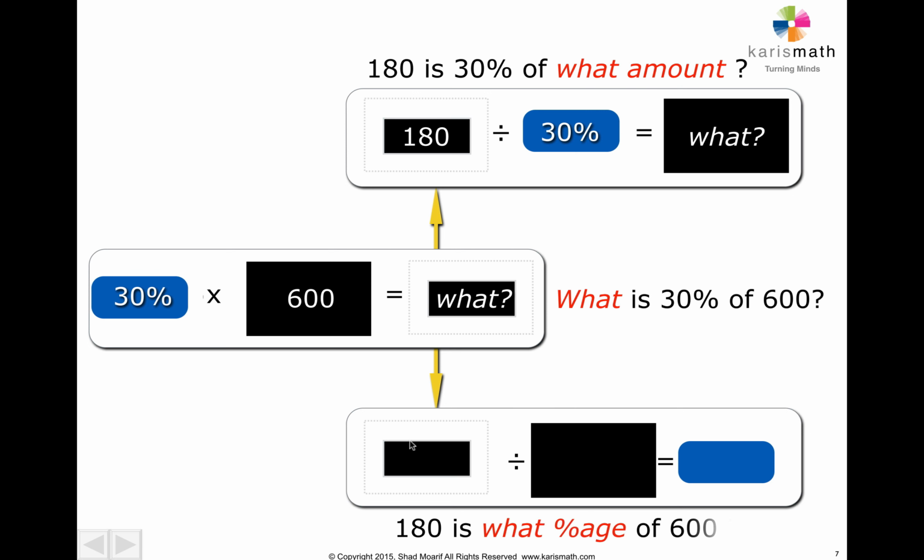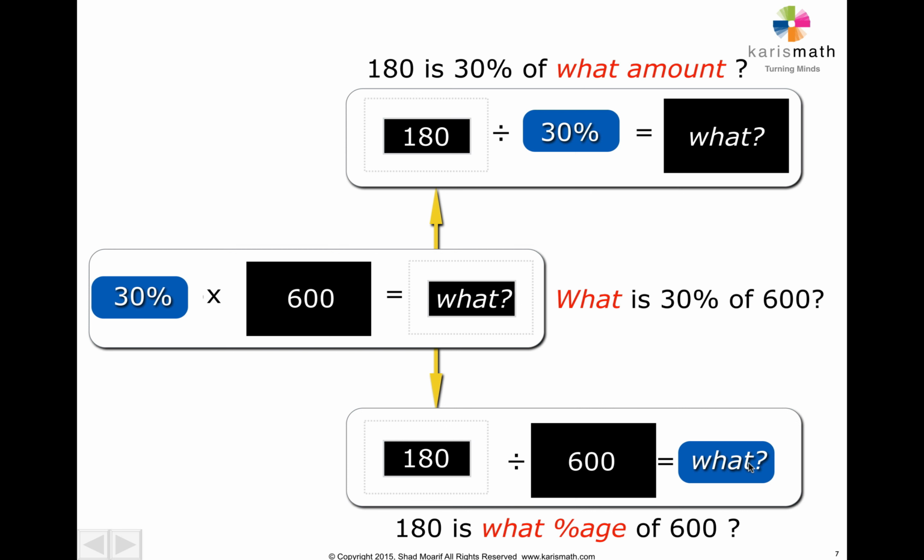Here it is 180 is what percentage of 600? Well, 180 is here. And then what percentage is this of this larger amount? So obviously 180, a small amount over the large amount, will give you the fraction. Convert that into a percentage by multiplying by 100, and you will get what percentage it is.